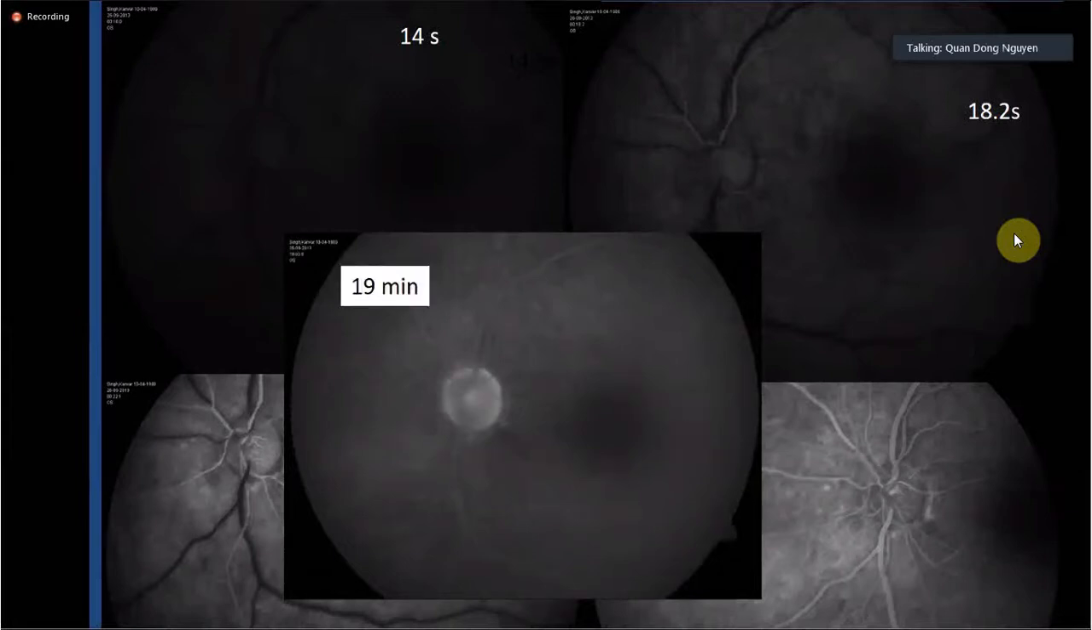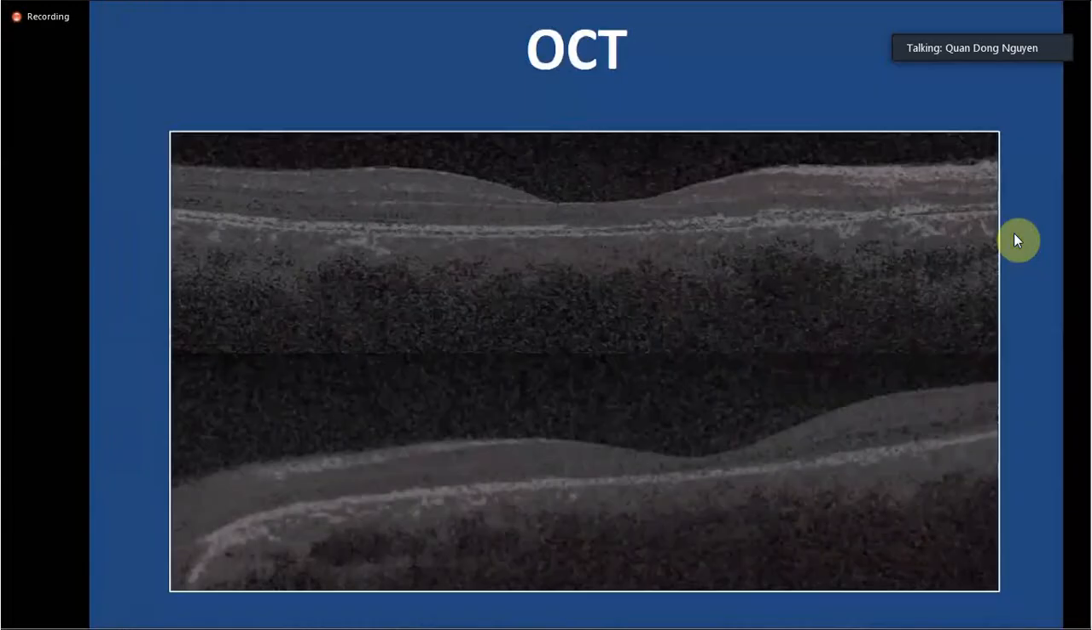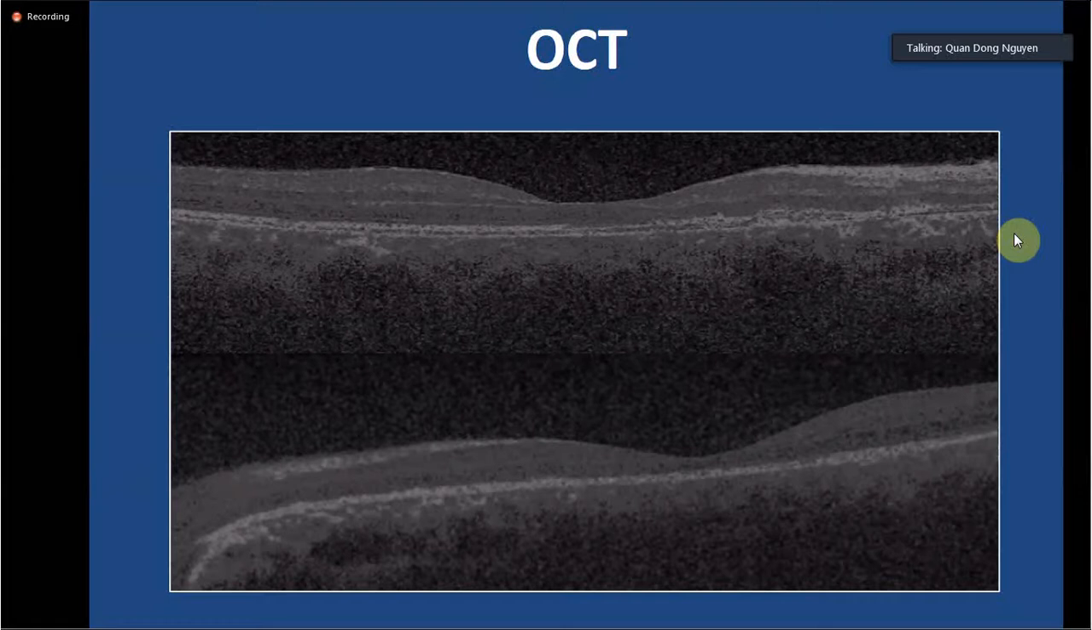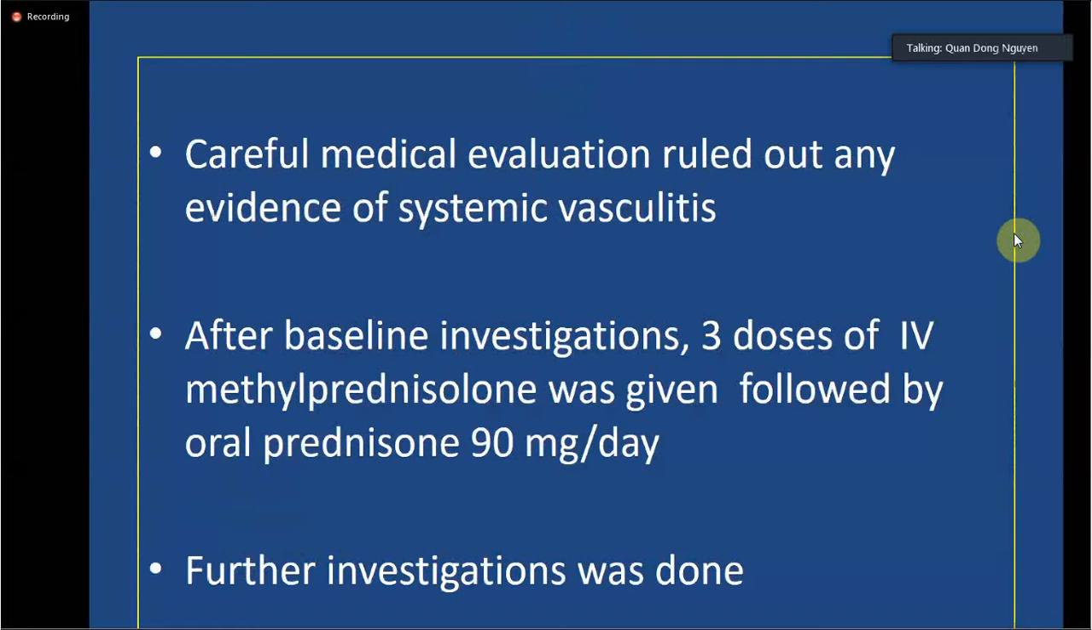That's the little bit later of the optic nerve. Now this is the OCT of the patient, with very much loss of the tissue outside here. Because the patient has the vasculitis that we see, the careful examination ruled out any type of systemic vasculitis, because we obviously worry about systemic vasculitis leading to this.